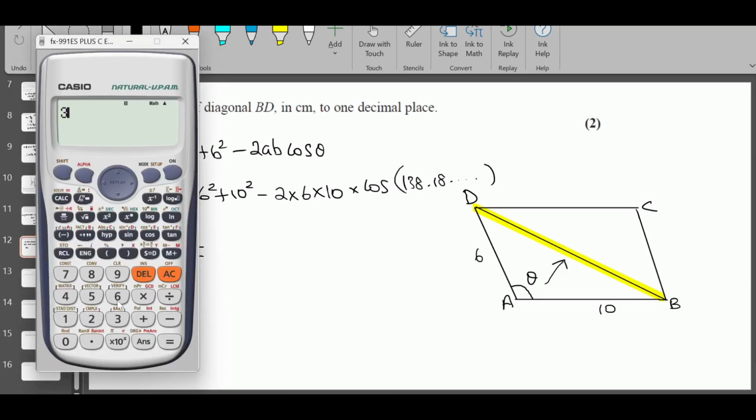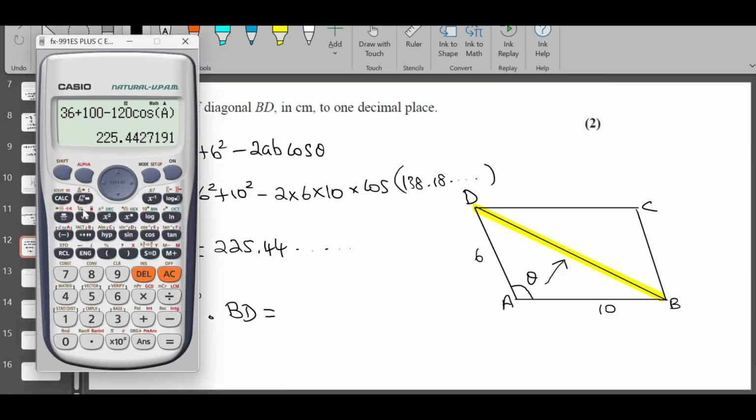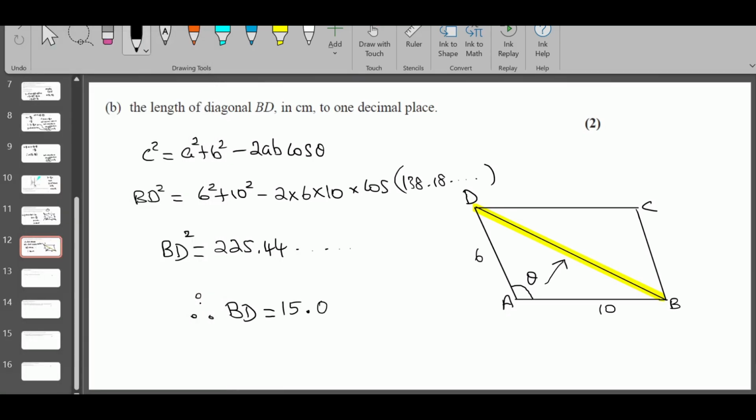So 6 square plus 10 square minus 2 times 6 times 10, 2 times 6 is 12, 120 cos the angle A. You get this value, 225.44 dot dot. That's BD square. Therefore BD, to one decimal place, is the square root of the answer, which is 15.0 centimeters. That's all. Just a 2 mark question.